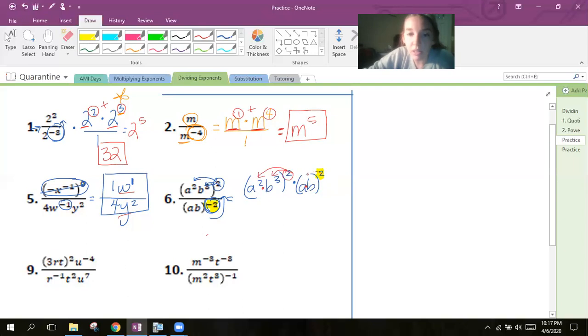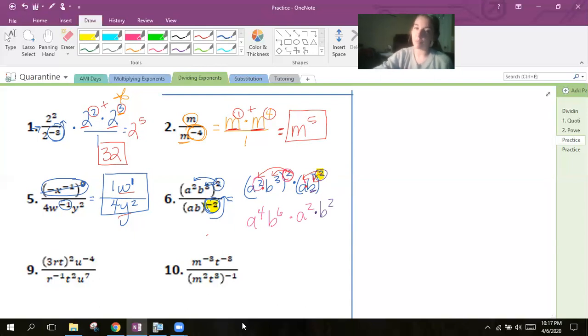These are being multiplied, so I have to distribute it to everything inside my parentheses, okay? So if I have a power to a power, we have to multiply those two numbers. So I have a, 2 times 2 would be 4. I have b, 3 times 2 would be 6, times a to the first power to the second power would be a squared, and then b to the first power squared would be b squared.